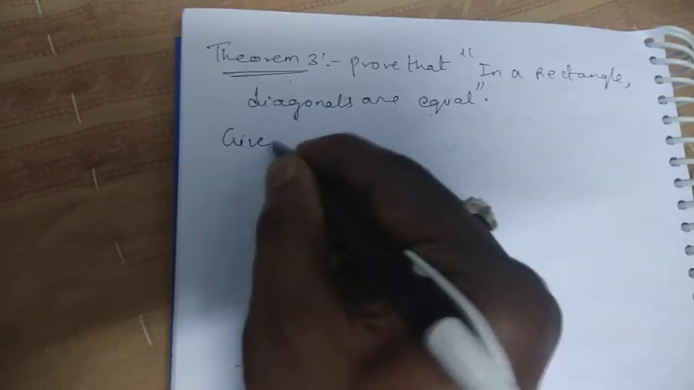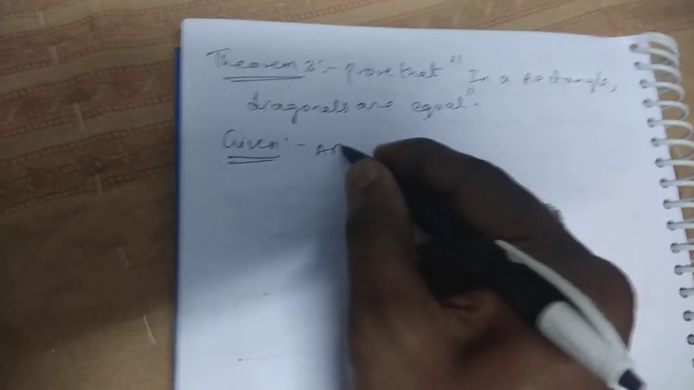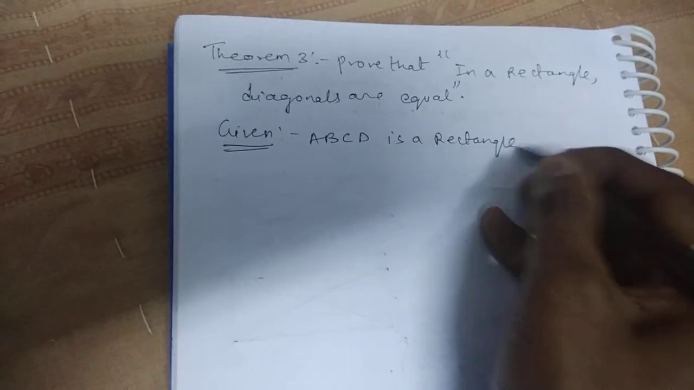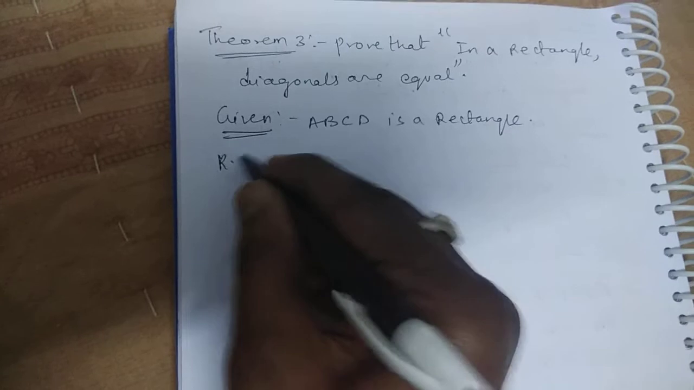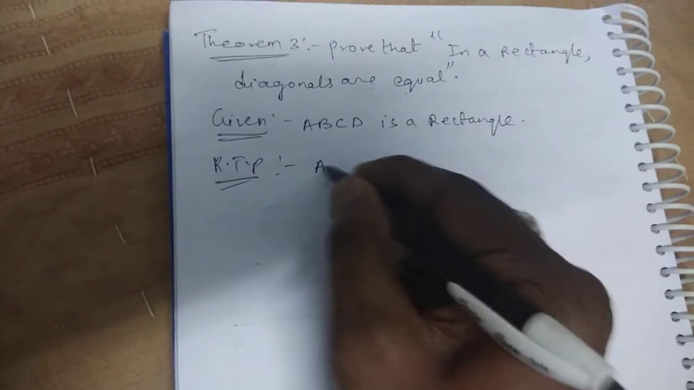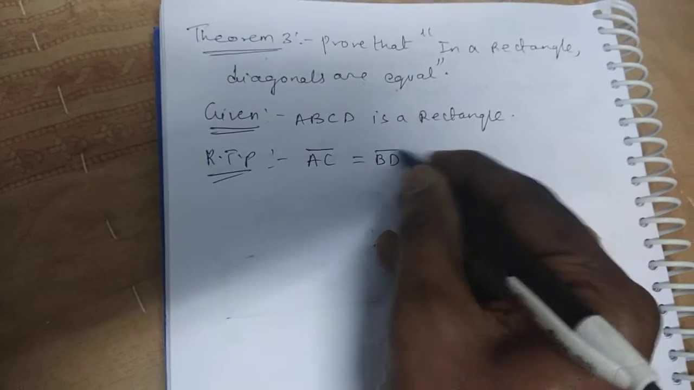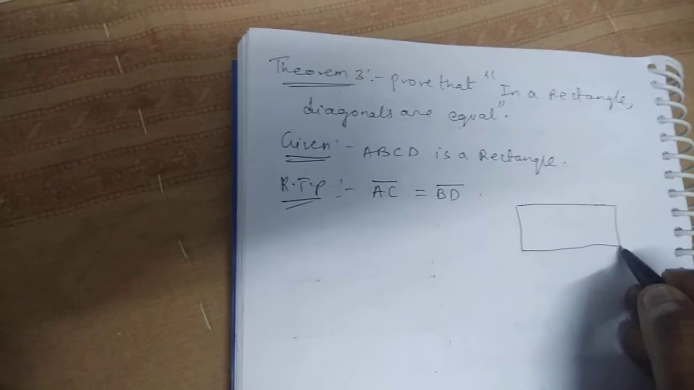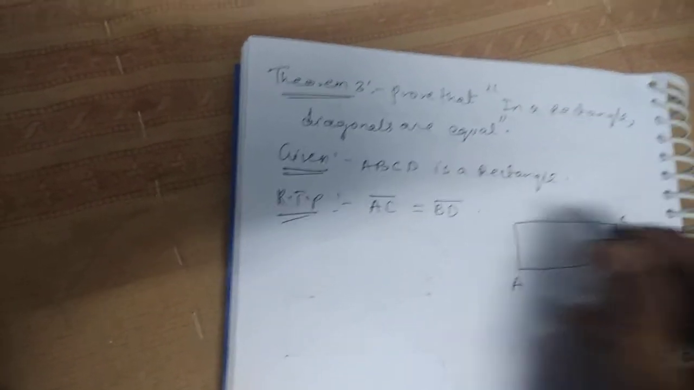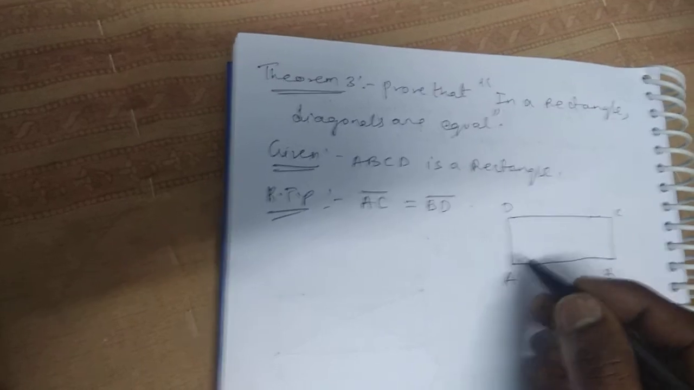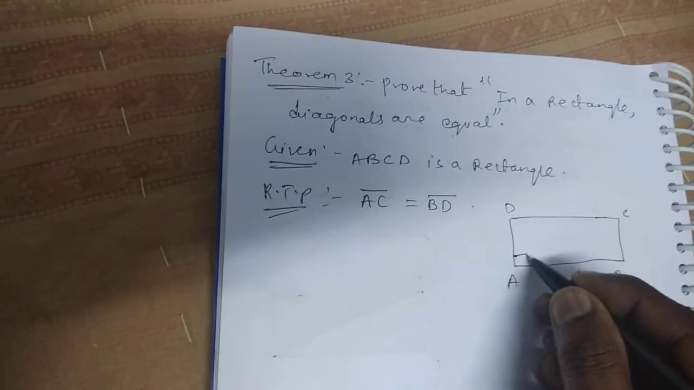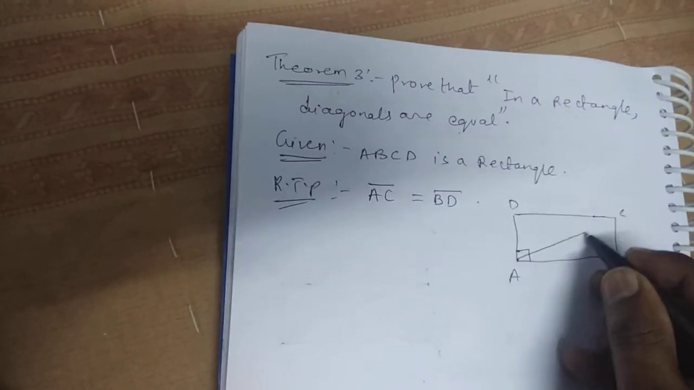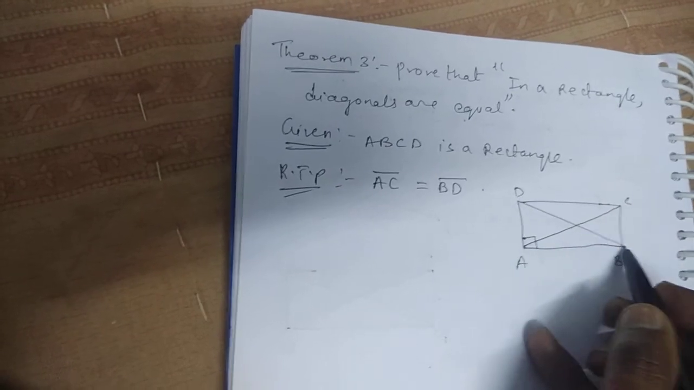That means he has given ABCD is a rectangle for us, and we are required to prove the diagonals are equal: AC diagonal is equal to BD diagonal. So this is the figure. ABCD is a rectangle. He has given rectangle, which means each angle is 90 degrees. This angle is 90, this angle is 90, this angle is 90. All angles are 90 degrees. Now we have to prove these diagonals are equal.